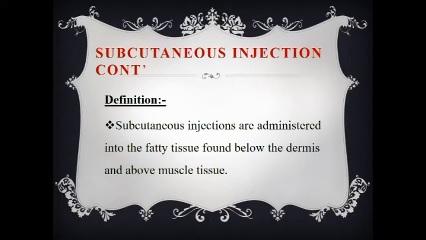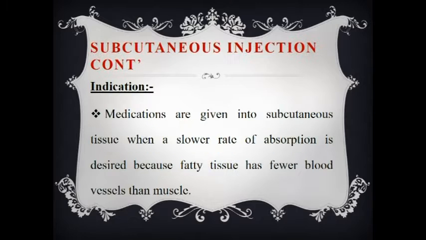I have finished my intramuscular injection, and I will start subcutaneous injection. Definition: subcutaneous injections are administered into the fatty tissue found below the dermis and above muscle tissue. Indication: medications are given into subcutaneous tissue when a slower rate of absorption is desired, because fatty tissue has fewer blood vessels than muscle.